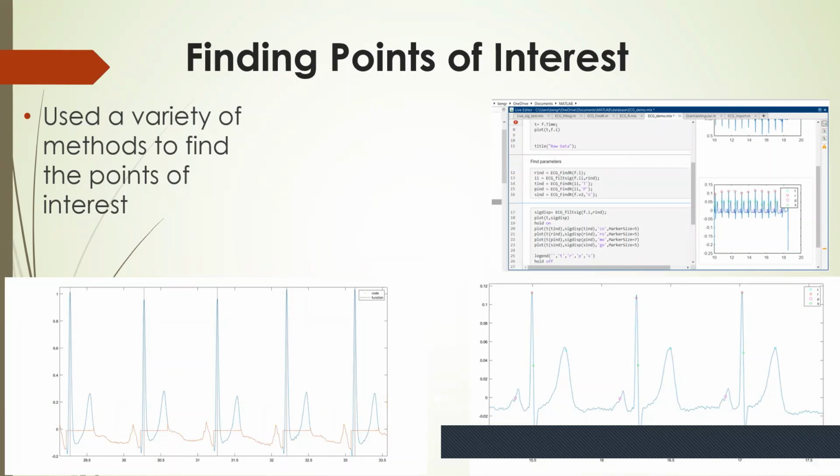This filtered signal was then put through multiple algorithms to find points of interest, chief of which was the P, R, S, and T portions of the ECG.